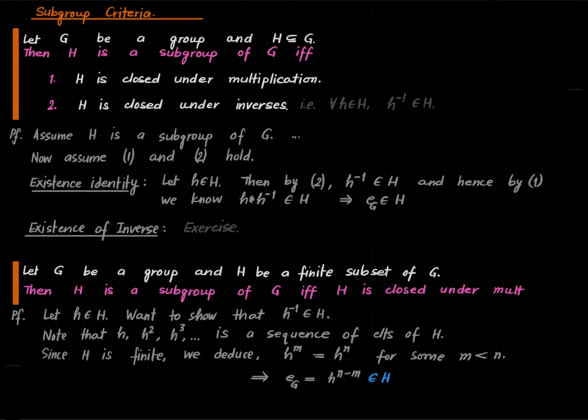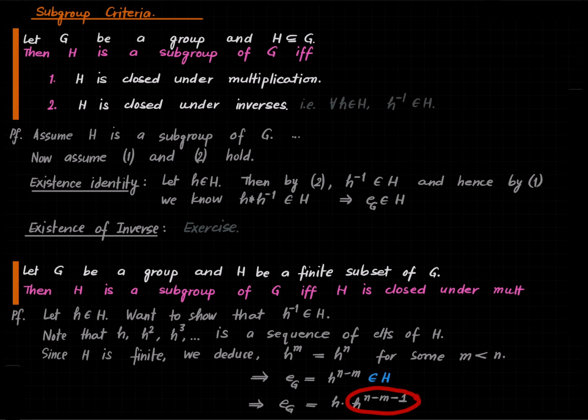Right? So fine, so that is very nice. But by this we also see that e is equal to h times h to the power n minus m minus 1, right? So what we really wanted to do was show that the inverse of h is in H, but by this equation, the inverse of h is this guy, right?